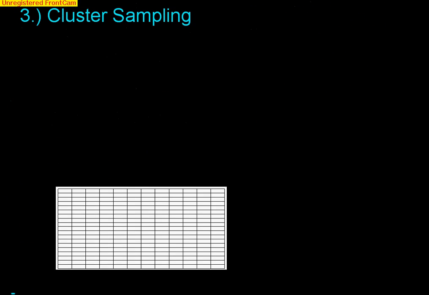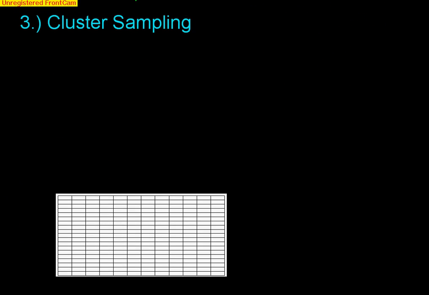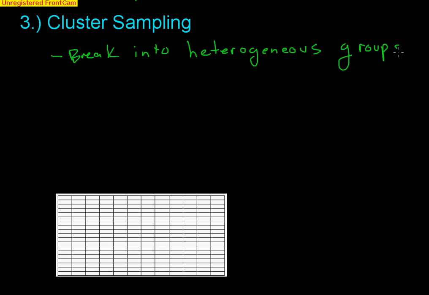Okay, the next is cluster. And this is another one we have to make sure we explain real well here. In a cluster sample, we break or separate into heterogeneous groups. I think I spelled that right. Maybe not, but oh well, you get the point. Heterogeneous groups. Now, hetero means different, right? So in heterogeneous groups, we have different people in every group.